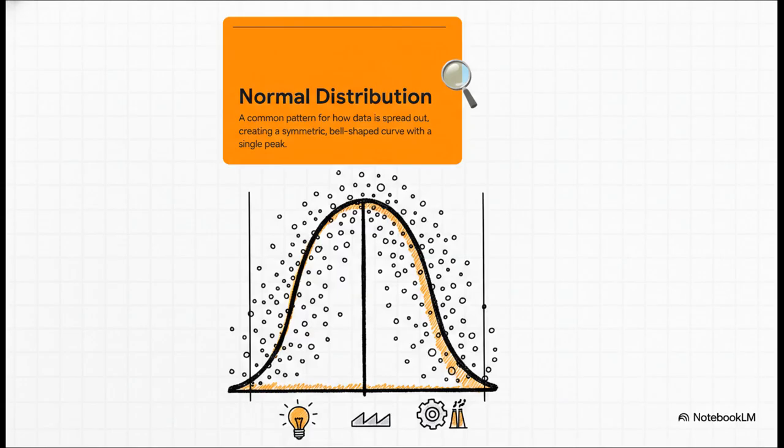And why? Because most things are the result of a ton of different random factors all working together. It just shows how most of the data clumps right around the average, and the further you get from that middle point, the rarer things get. It's the secret pattern behind, well, almost everything.